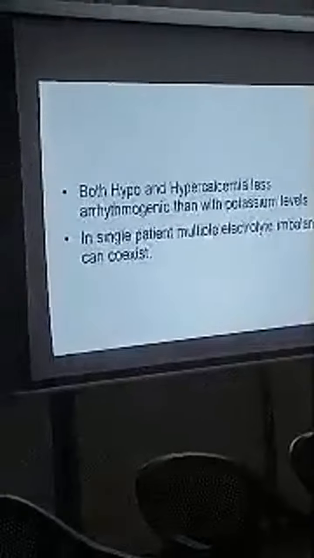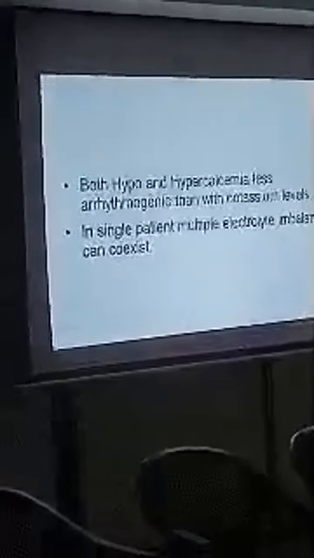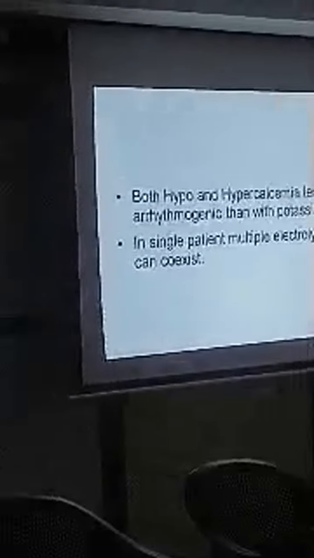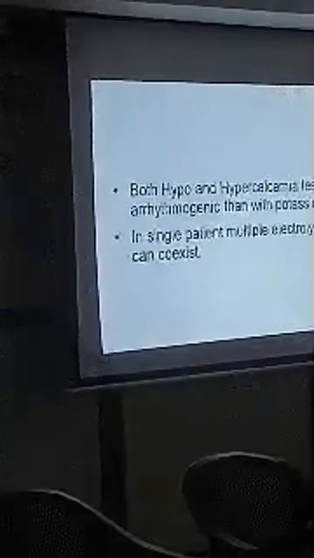In a single patient, particularly if your patient is on diuretics, you can have multiple electrolyte imbalances. The same patient will have hypokalemia, hypocalcemia and hypomagnesemia. So all the diuretics will deplete all three electrolytes, so it will be a combination of these. So this is a summary of what you will see in an electrolyte imbalance patient.